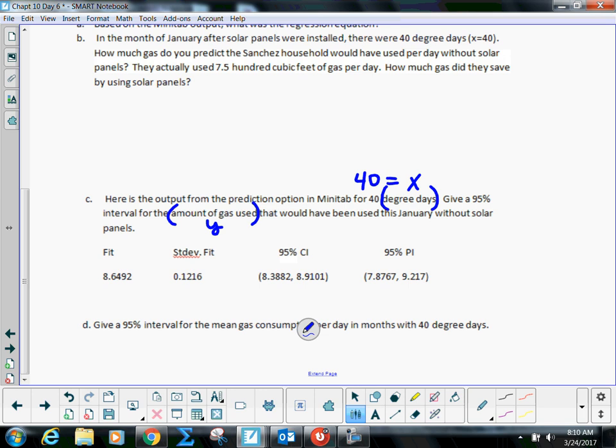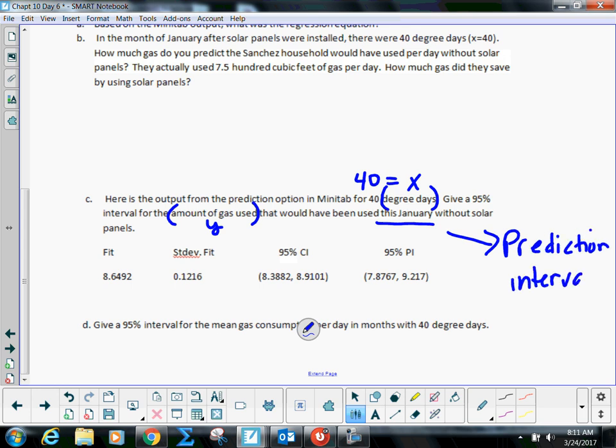From our formula sheet, we had two different types of intervals when we were talking about y. We had the mean and for an individual response. Which one is this one asking for? An individual for this January, right? For this January. So I wanted the individual response. So which value am I looking for? The prediction interval or the confidence interval? Prediction. This January refers to a prediction interval.